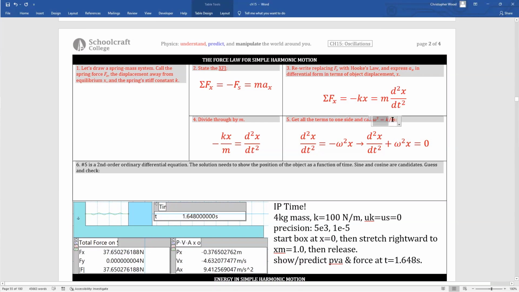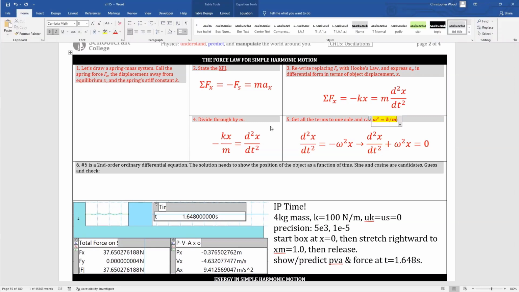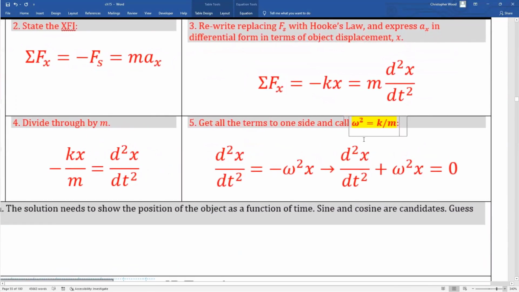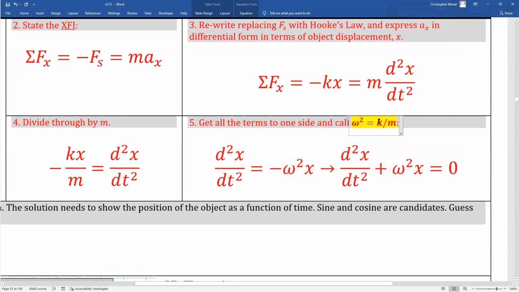Let me make this a little bit more dramatic in its appearance, because this is a very central assignment. This is a very central definition. Maybe I should say it's definitional. So what you see here, omega squared equals K over M.